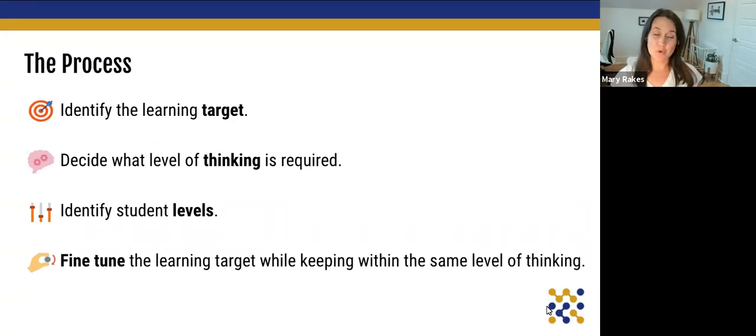The process is just 4 simple steps. The first thing that you're going to do is identify the learning target. After you've done that, you're going to look at it and decide what level of thinking we are requiring of students. Our third step is to identify the student levels in your class. And then we're going to fine-tune the learning target while keeping within the same level of thinking.